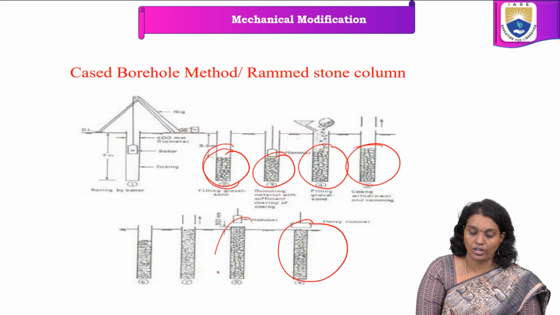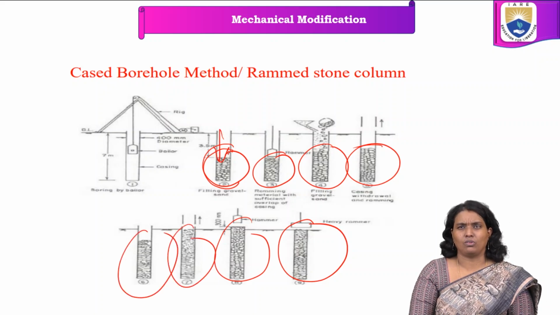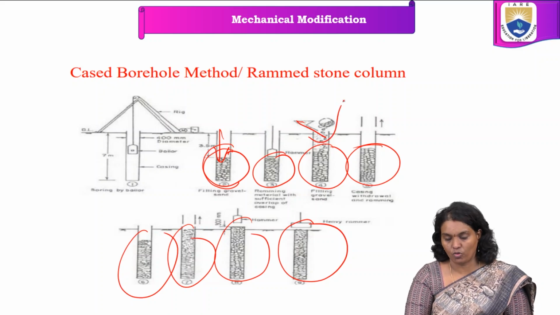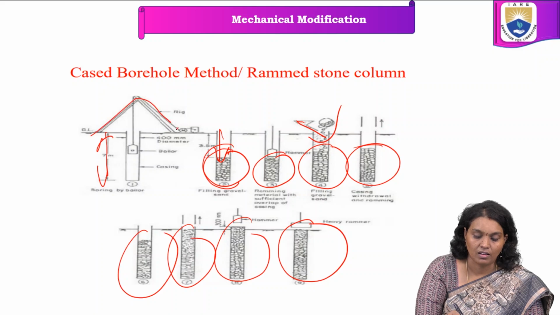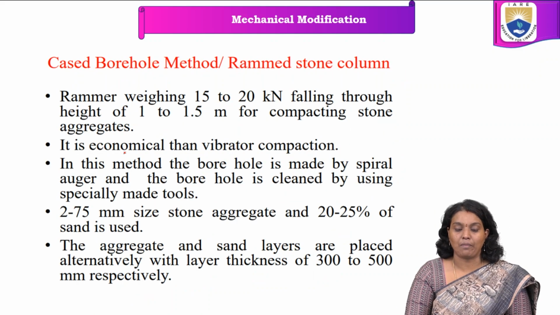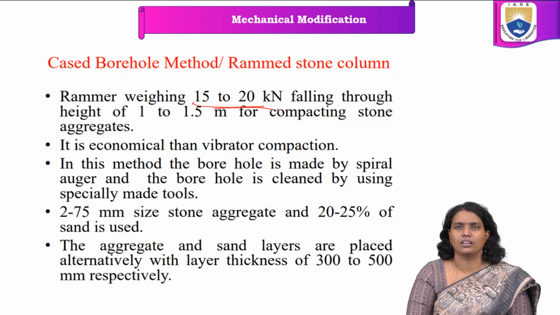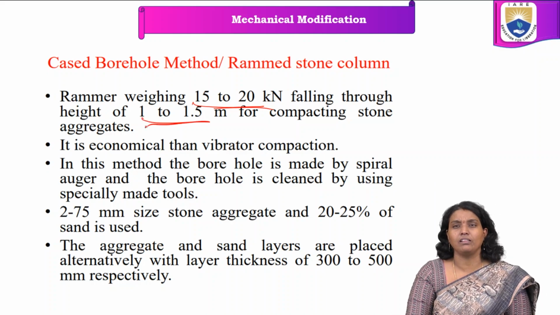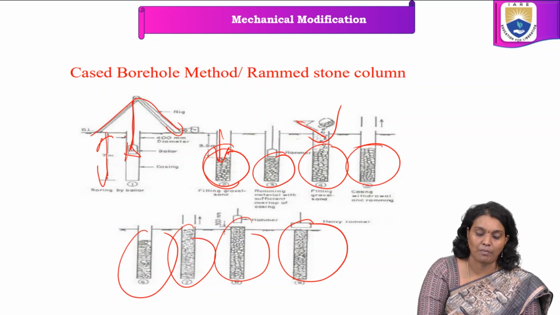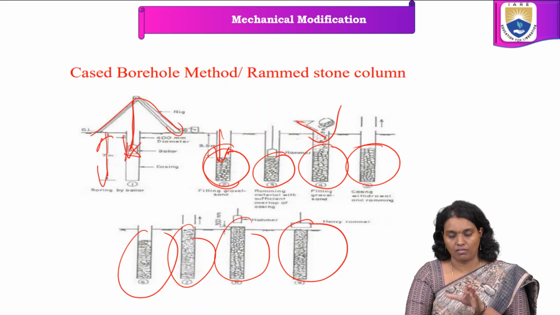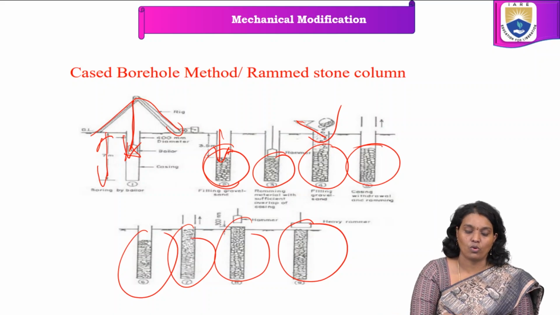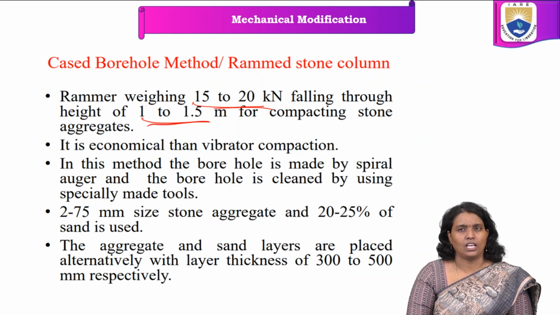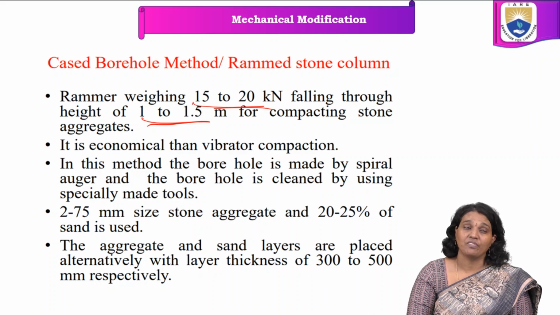So we fill and then, in different stages, we compact it. We fill, and after that we compact the stones. We use a rammer weighing between 15 to 20 kilonewton, falling from a height of 1 to 1.5 meters to compact the stone. The rammer compacts the stones we fill, based on the required size of the column. So we compact using the 15 to 20 kilonewton rammer falling from 1 to 1.5 meters onto the stone aggregate.